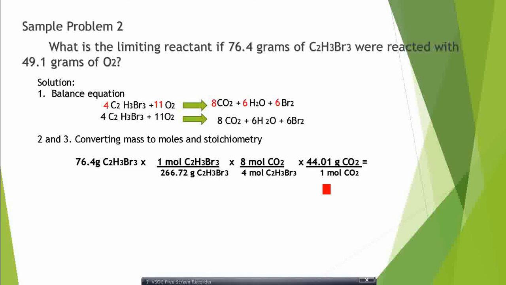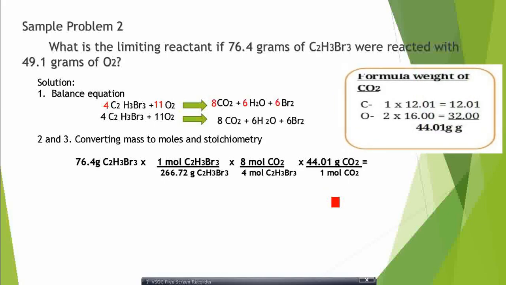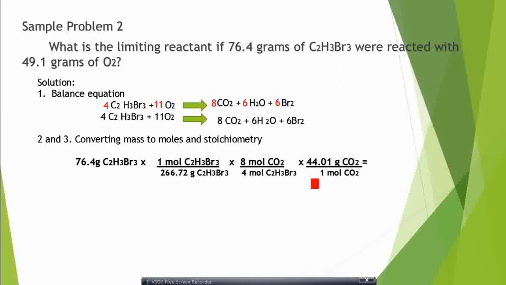Okay, so how to get the 44.01? That is the formula weight of carbon dioxide. Carbon dioxide is CO2: 1 atom of carbon, 2 atoms of oxygen. So 1 times 12.01, and then 2 times 16. 16 is the atomic weight of oxygen. 2 times 16 is 32. So 12.01 plus 32 is equal to 44.01. This is the formula weight of carbon dioxide.